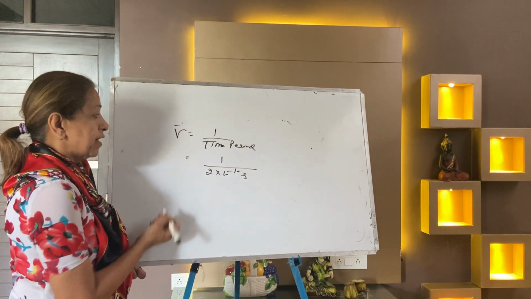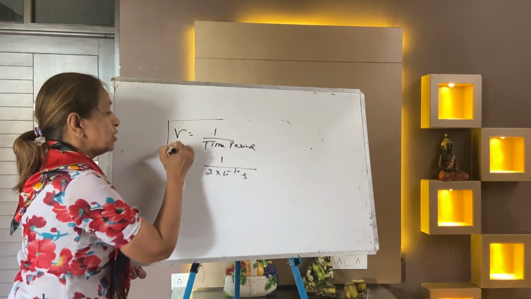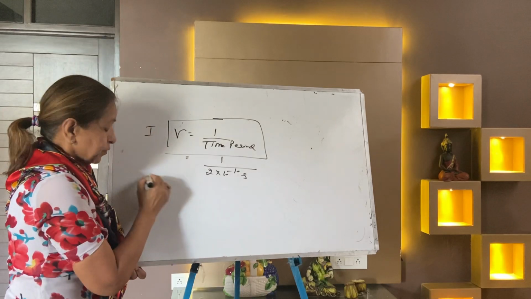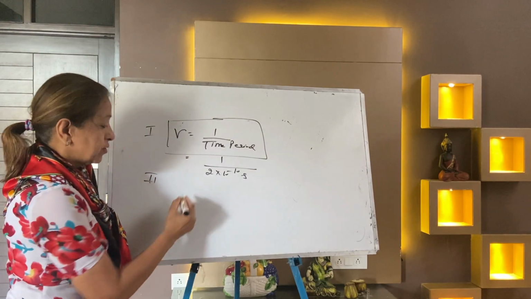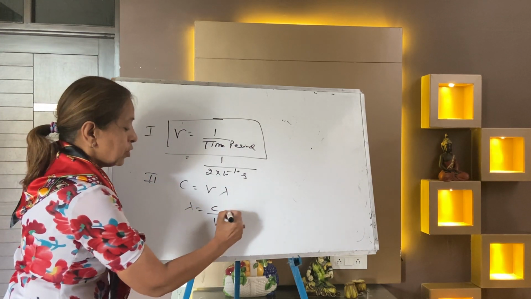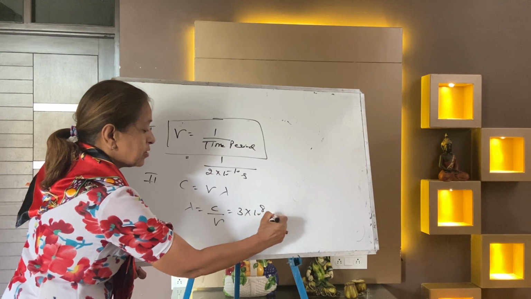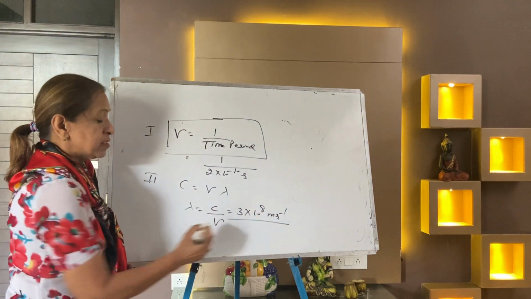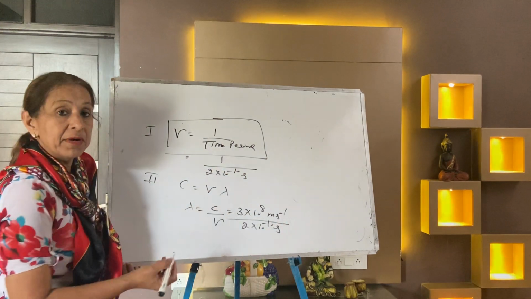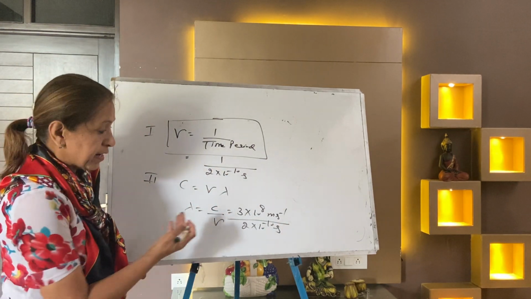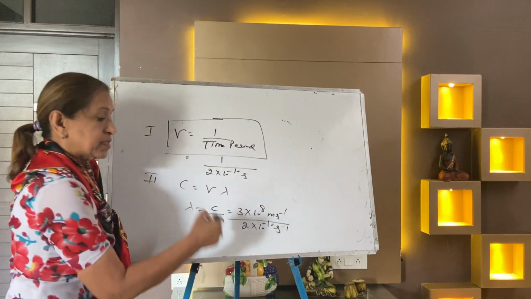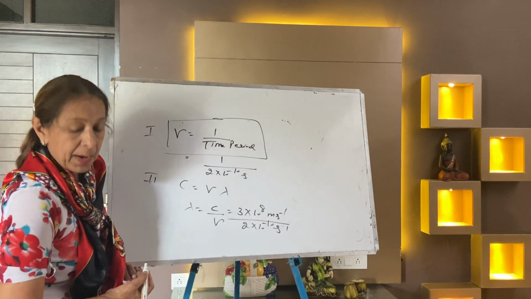This is one more formula, that is frequency, nu is equal to 1 by time period. Now the second part, calculate the wavelength. You know C is equal to nu lambda, and lambda is equal to C by nu. C is 3 into 10 to the power 8 meter per second, and the frequency is from the time period 2 into 10 raised to power minus 10 second. The seconds cancel, and your lambda will come in meters.